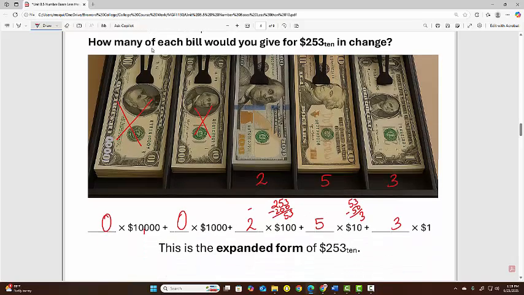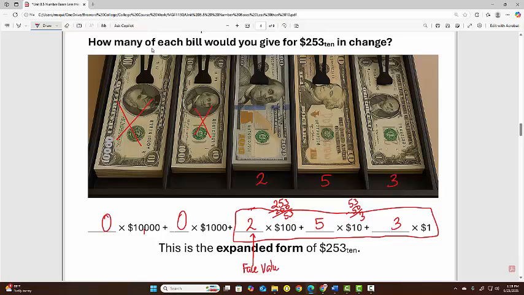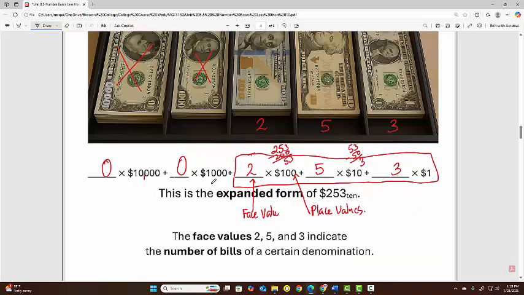We usually would just write this part. There's no need to put the zeros at the beginning. And the two different types of numbers that we see here are what we call the face value, the 2, the 5, and the 3, and then the place values, which in our number system are all powers of 10s. So the face values indicate the number of bills of a certain denomination. For example, the face value 2 means we have 2 $100 bills. The face value 5 means we have 5 $10 bills. And the face value 3 means we have 3 $1 bills.